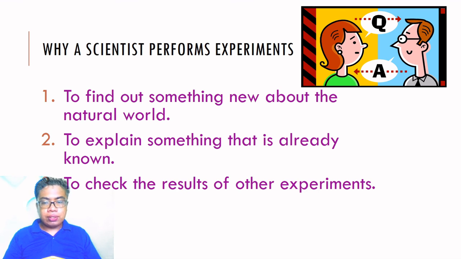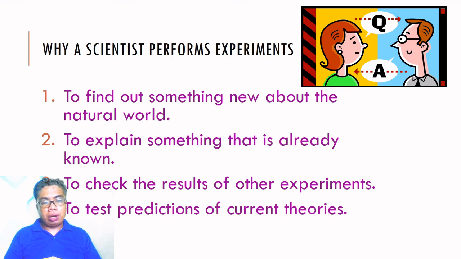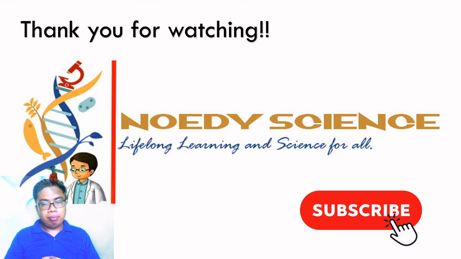Third, to check the results of other experiments. This one is about testability and verifiability. Fourth, to test predictions of current theories, whether or not the current theory solves the problems that we have adequately in reality.